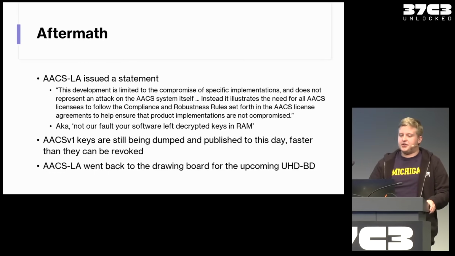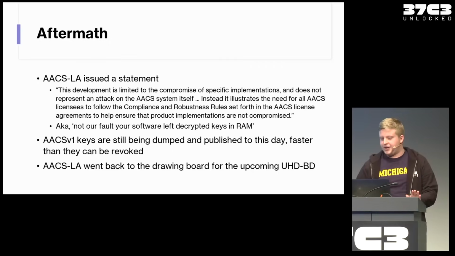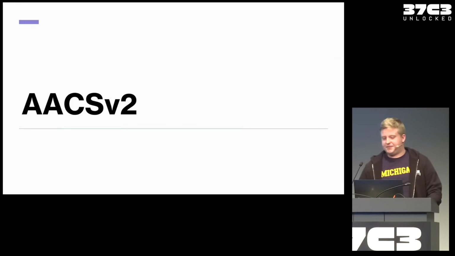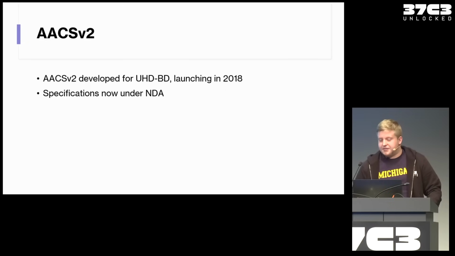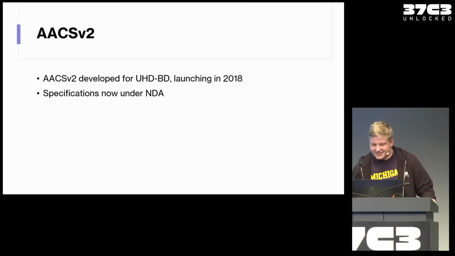And AACS-LA decided to go back to the drawing board for the upcoming Ultra HD 4K Blu-ray format that was coming out. And that finally brings us to AACS V2. So this was developed with the release of the Ultra HD 4K Blu-ray format, launched in 2008. The specifications are now under NDA. They decided they no longer want to tell people how it works.